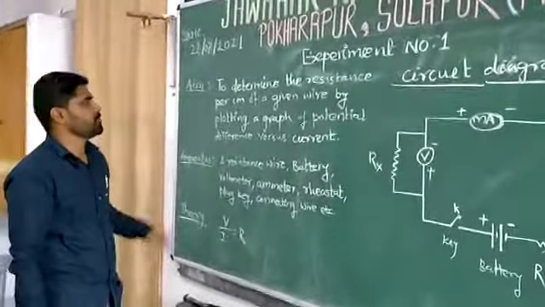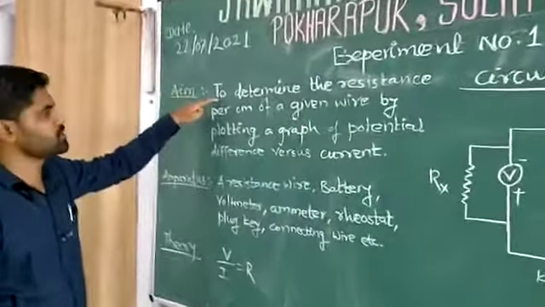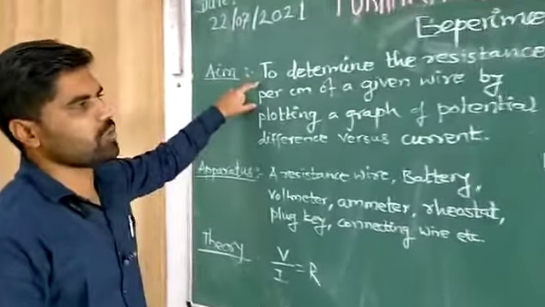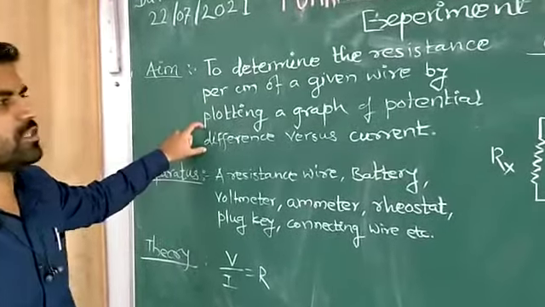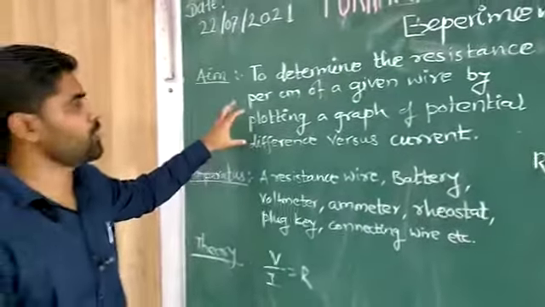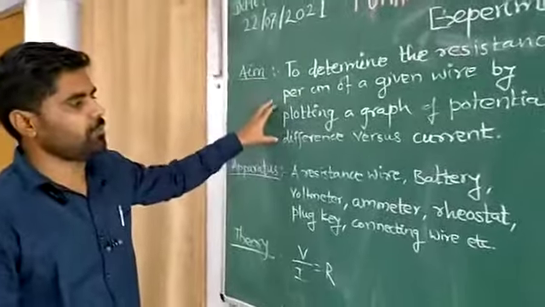The aim of this experiment is to determine the resistance per centimeter of a given wire by plotting a graph of potential difference versus current. This is the aim of today's practical.